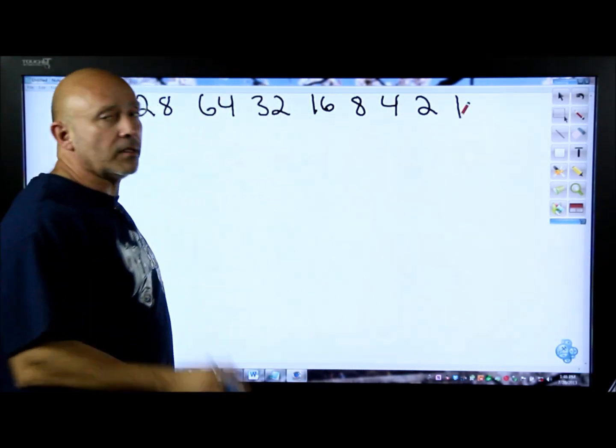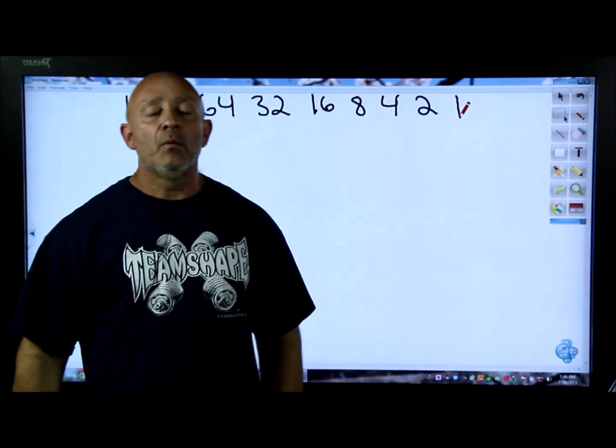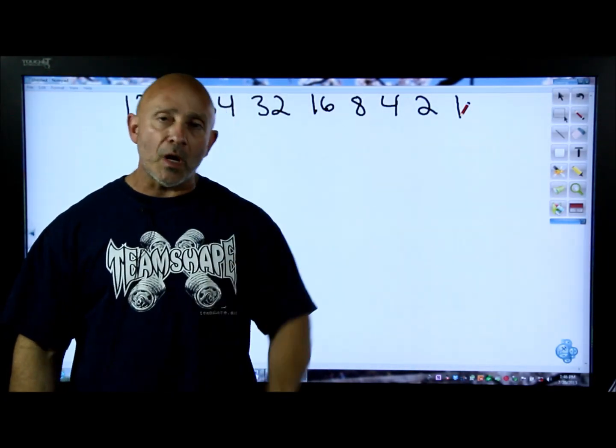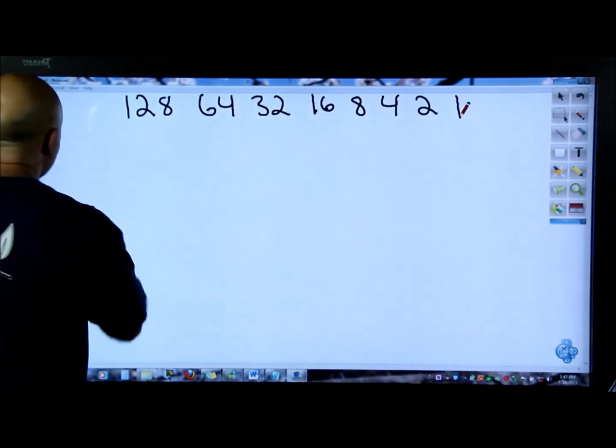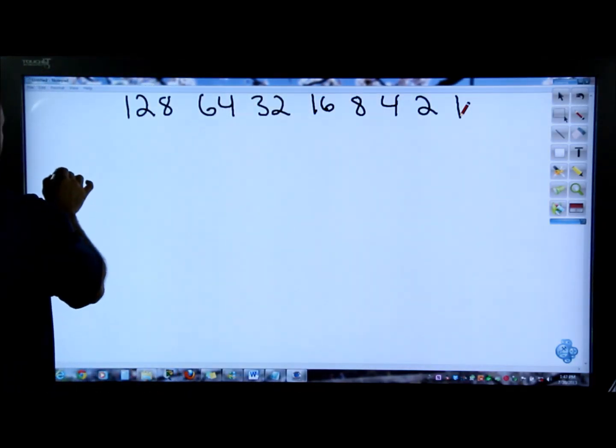128, 64, 32, 16, 8, 4, 2, and 1. That's it. That's all you need to know about subnetting. Well, that's not true. Then you need to pay attention to see which octet you're in. So let me give you some examples. Let's say you're given a mask of a CIDR 22.